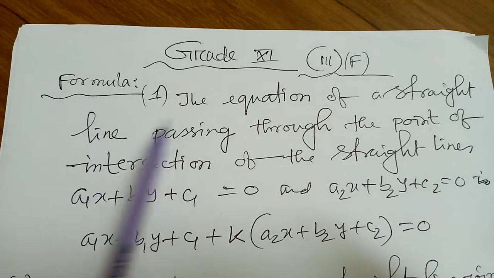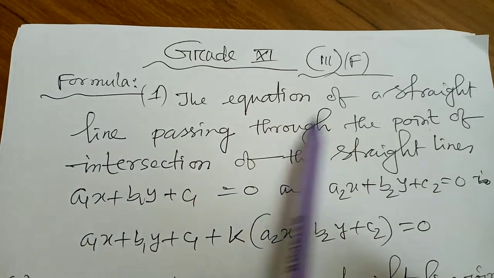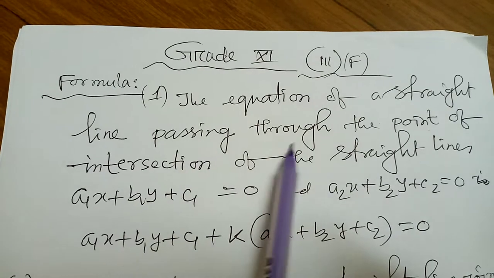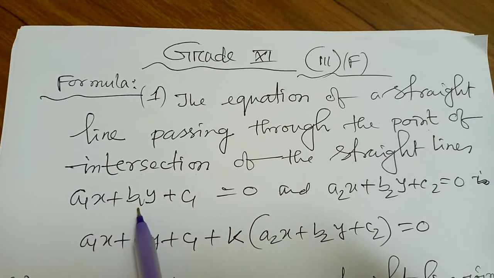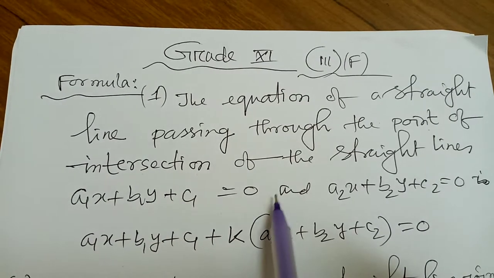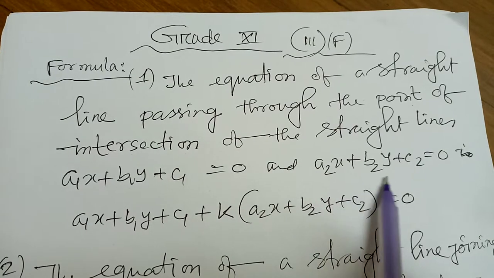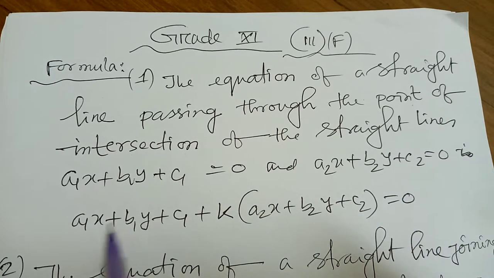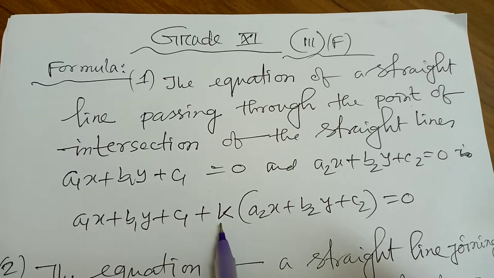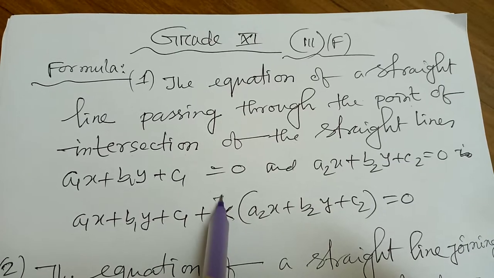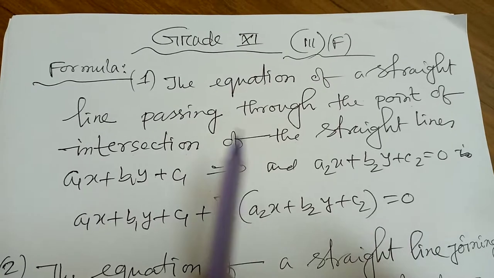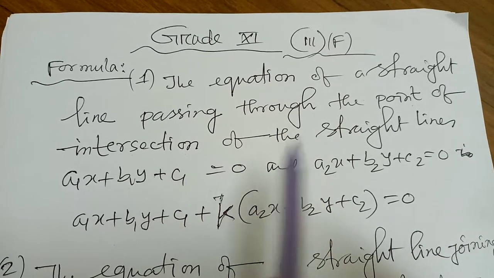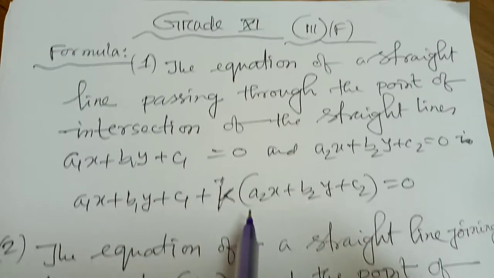So look, formula, first of all: the equation of a straight line passing through the point of intersection of the straight lines a1x plus b1y plus c1 equal 0 and a2x plus b2y plus c2 equal 0 is a1x plus b1y plus c1 plus constant k into the second equation a2x plus b2y plus c2 equal to 0. When the equation of a straight line passes through the point of intersection of the two straight lines, then the equation will be like this.